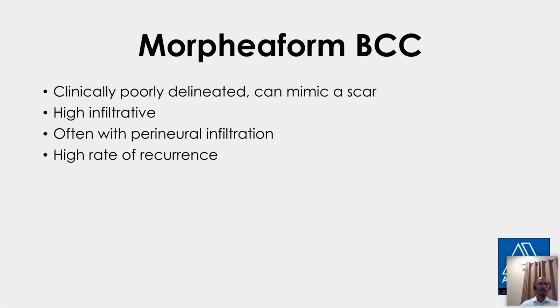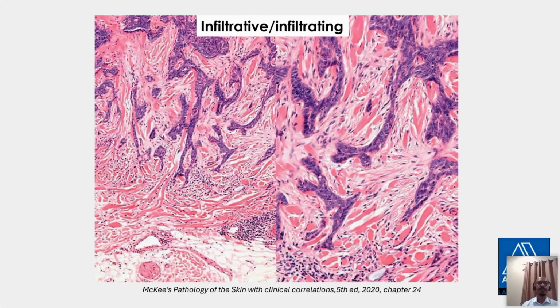So clinically, the morphiform BCC, as I've said, is poorly delineated and it can mimic a scar. They are highly infiltrative histologically, and often there's perineural infiltration, which is why they have a higher rate of recurrence. It's because that perineural infiltration, you often see at the peripheries of the tumor. And clinically, because it's quite poorly delineated, it can be difficult to tell where the tumor starts and stops. And you find that the excision is very close to or within the tumor itself.